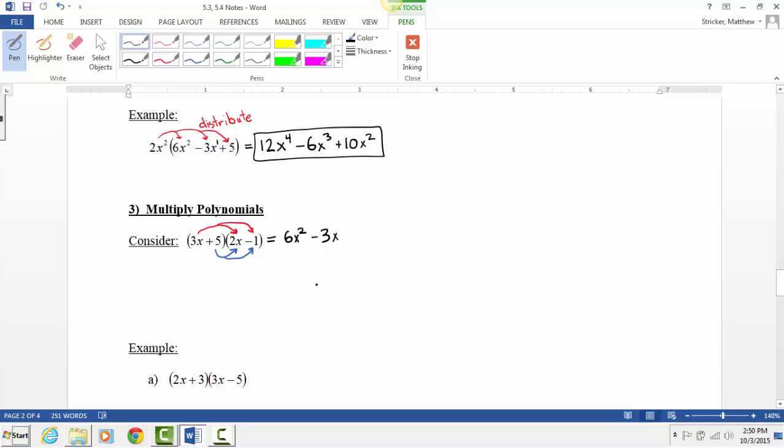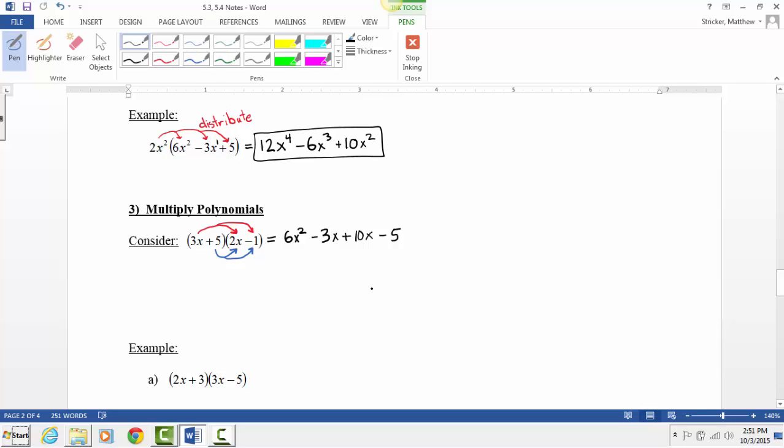Okay, now we move on to the blue distribute. We have 5 times 2x. 5 times 2 is 10, and that's a positive 10. And there's an x there. And then the last product is 5 times negative 1. 5 times negative 1, positive times a negative, that's a negative 5.